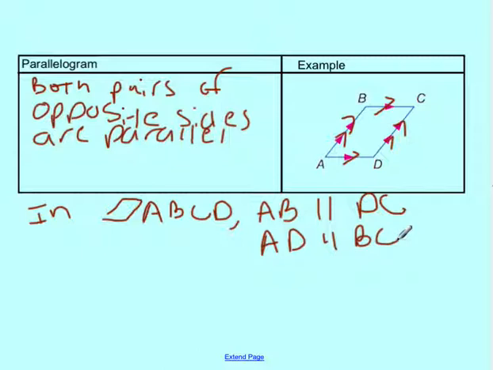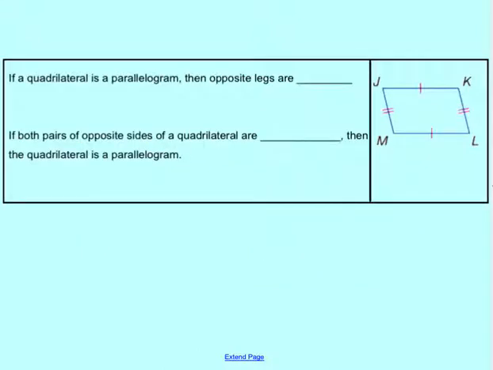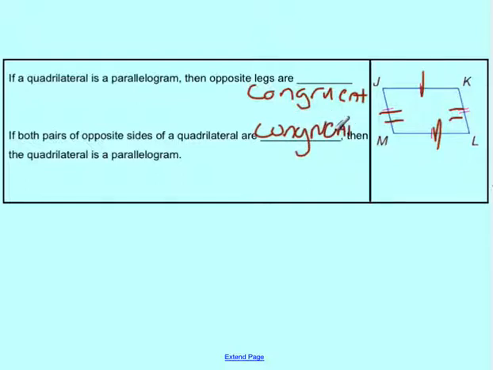So let's take a look at some properties that apply to parallelograms. If a quadrilateral is a parallelogram, then opposite sides are, and I'm going to write it below so I have enough space, congruent. So that means this side is congruent to this side. This side is congruent to this side. If both pairs of opposite sides are congruent, then the quadrilateral is a parallelogram. So it works both ways. If you have opposite sides that are congruent, then it's a parallelogram. If it's a parallelogram, opposite sides have to be congruent.